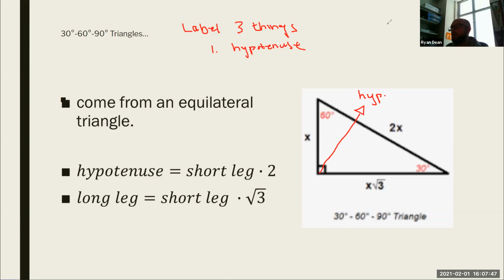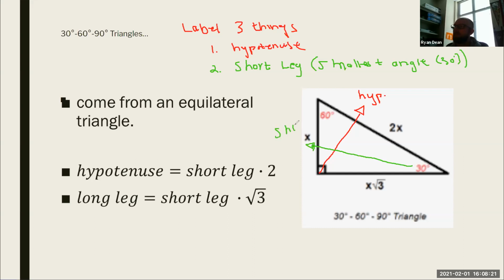We also have to identify, number two, the short leg of the triangle. This only goes with 30, 60, 90s. The short leg goes with the smallest angle, and the smallest angle is the 30 degrees. So the short leg is across from the smallest angle. I go from 30 degrees straight across. That gives me my short leg. I'm going to call this guy the shorty.